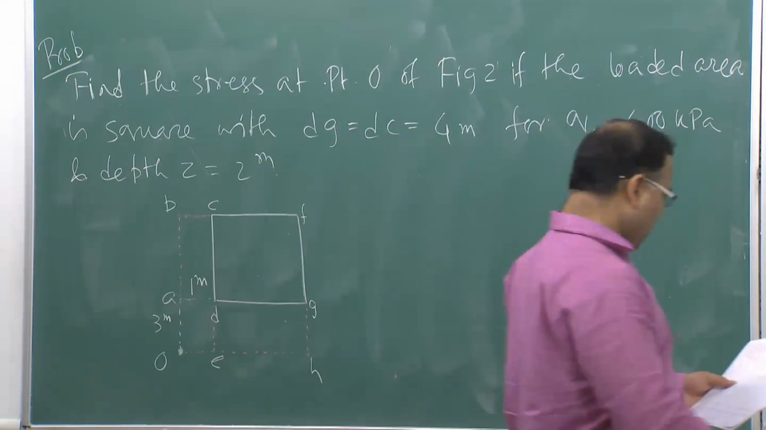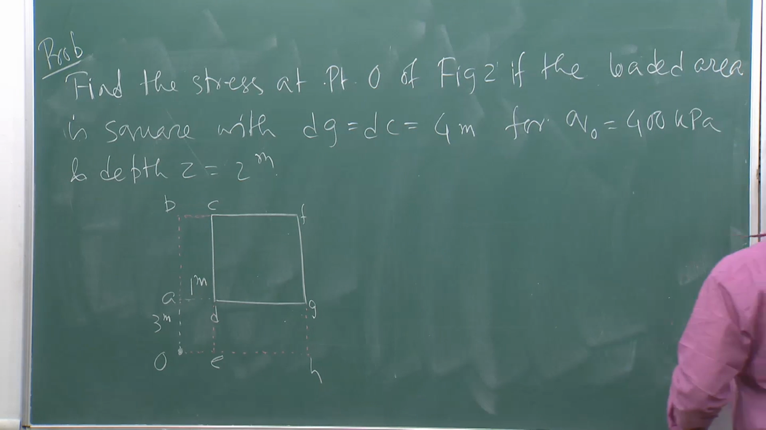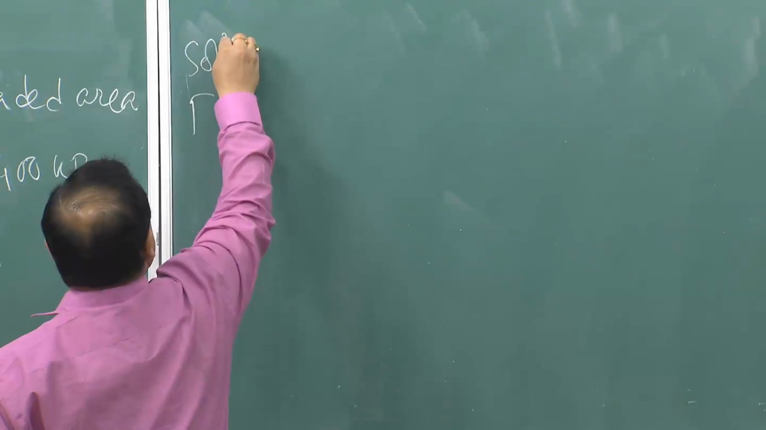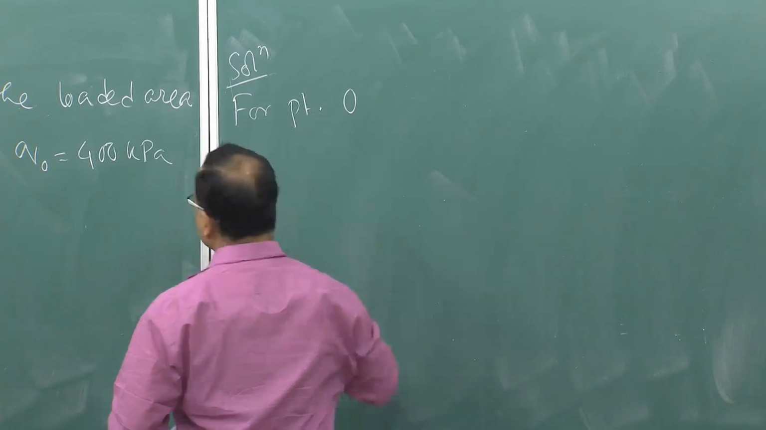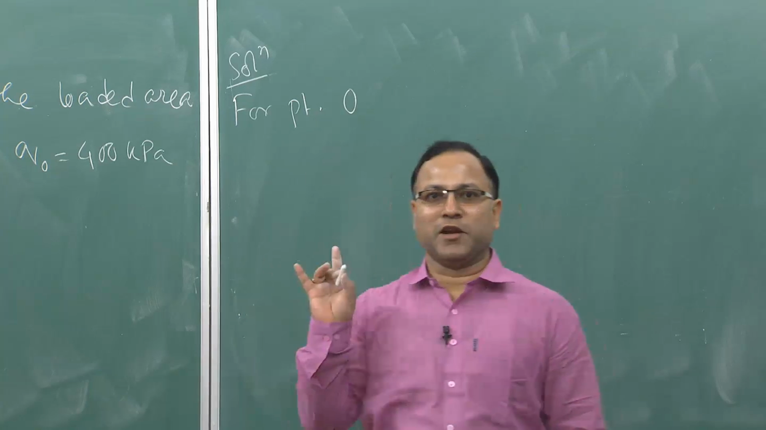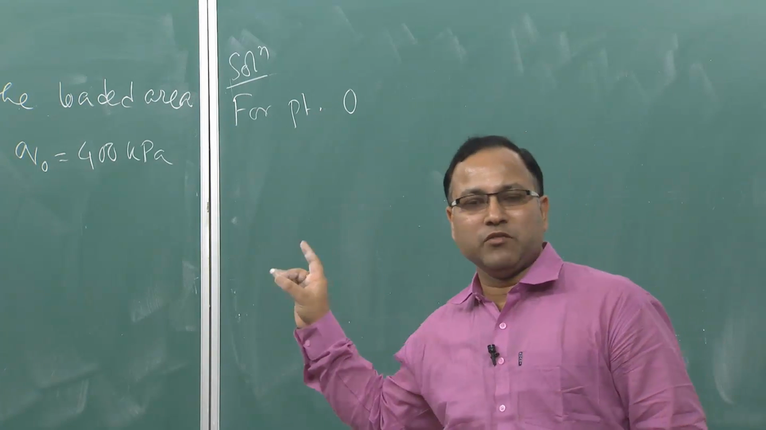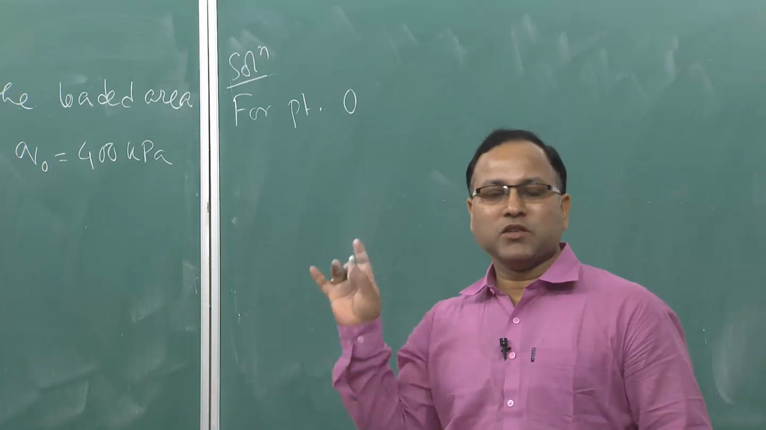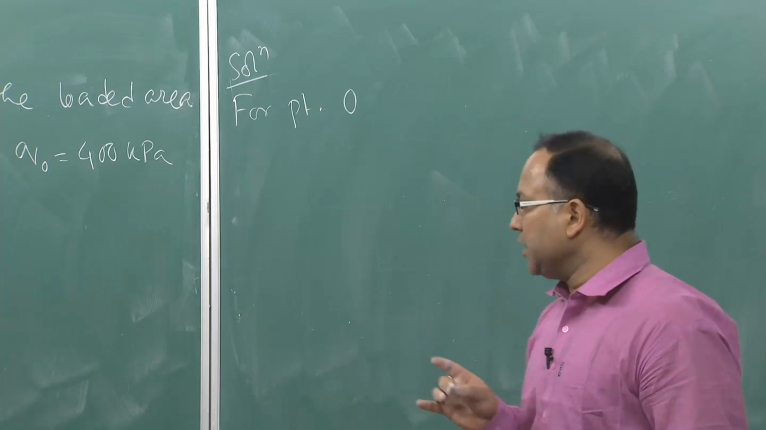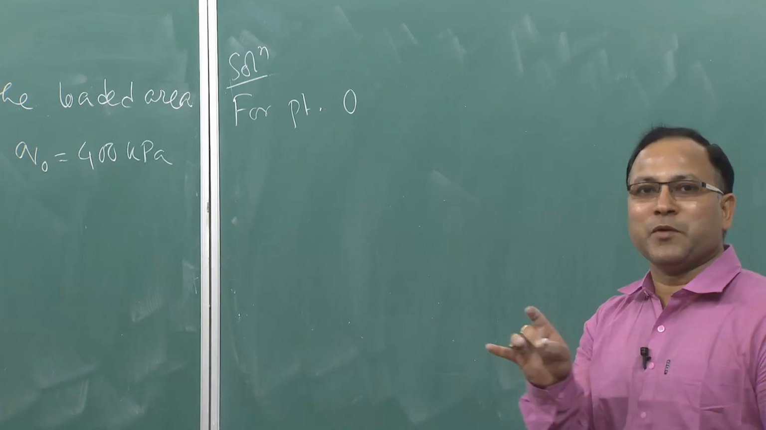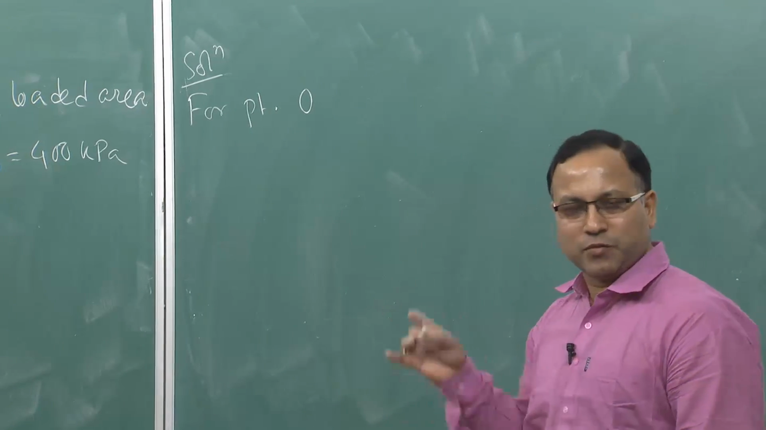Okay. Now for point O, the solution will be as follows. O has to be the corner, otherwise you cannot use this formula, that is Q V equal to Q naught into I sigma. That will only give you the stress at the corner of the rectangular area. So O has to be the corner of some rectangular area, then only you can take the help of that formula.